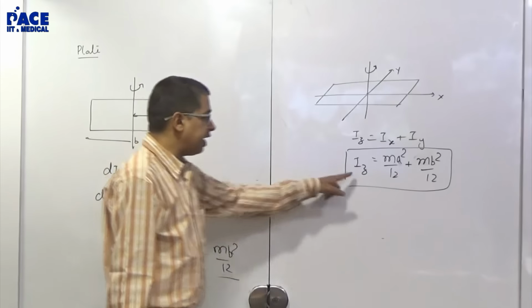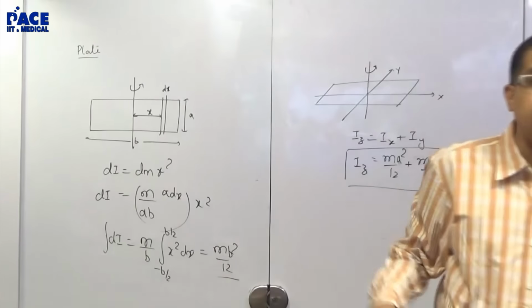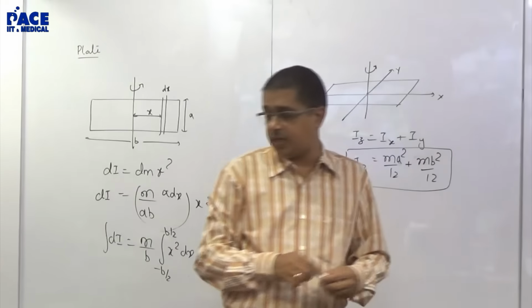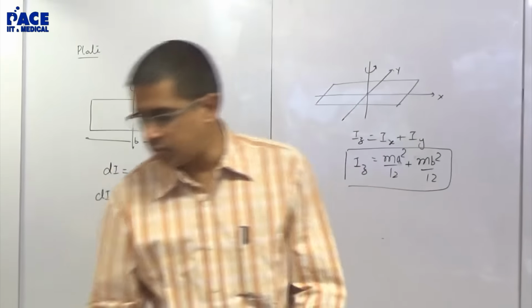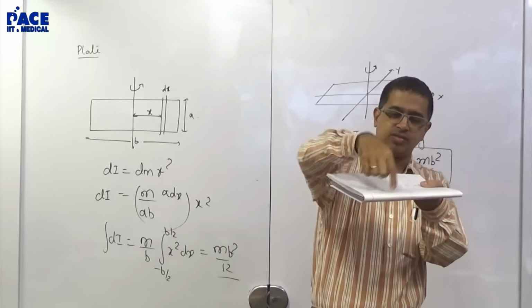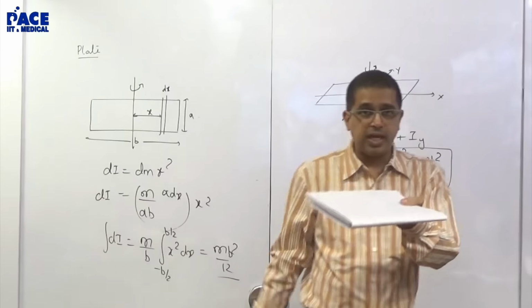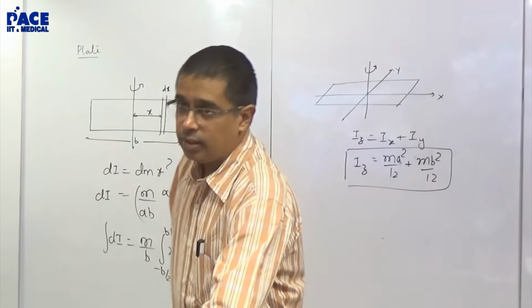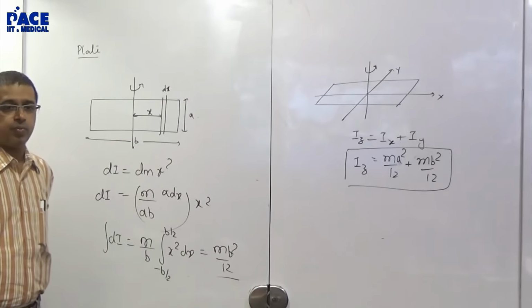People who want to directly calculate Iz, somebody from Andheri was asking: if you consider an elemental strip, the distance will keep varying. If you consider an elemental strip this way, in Iz, the distance from the axis here and here will not be the same. So please don't try that. Calculate Ix and Iy, and Iz will be equal to Ix plus Iy.